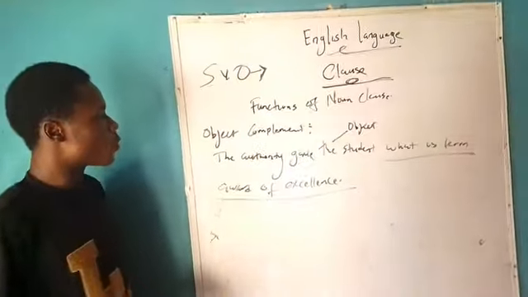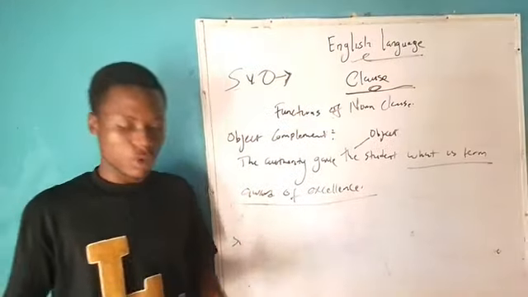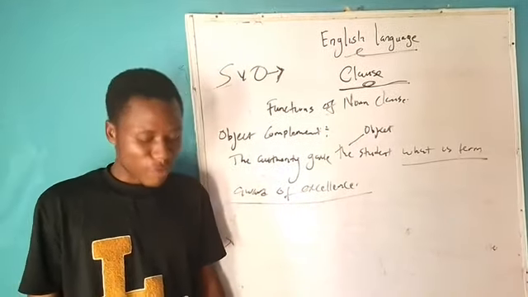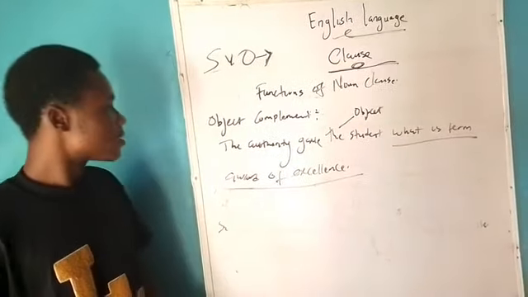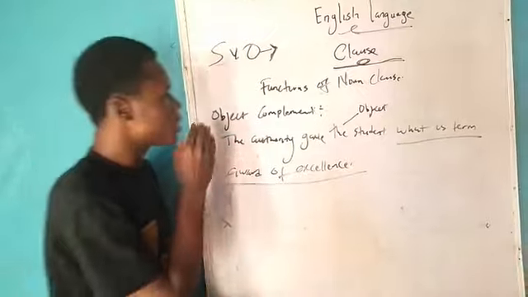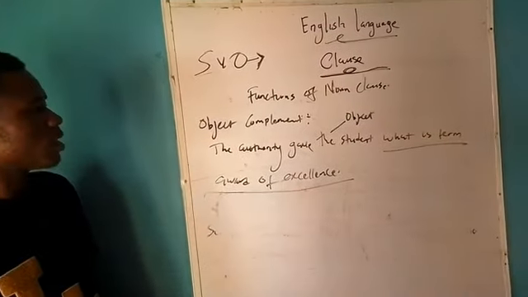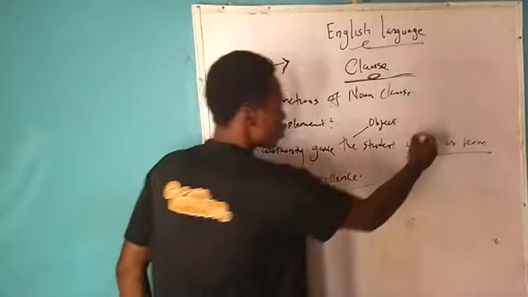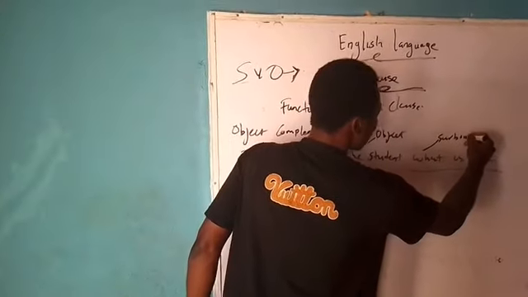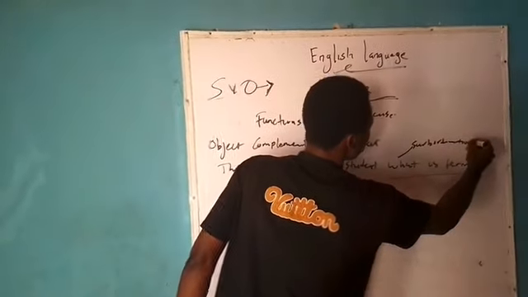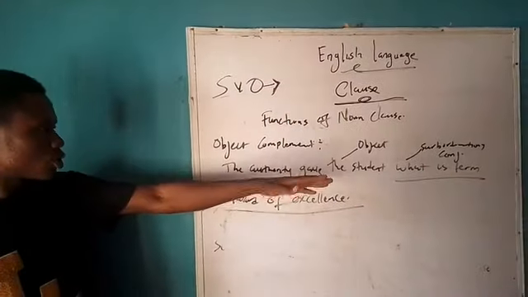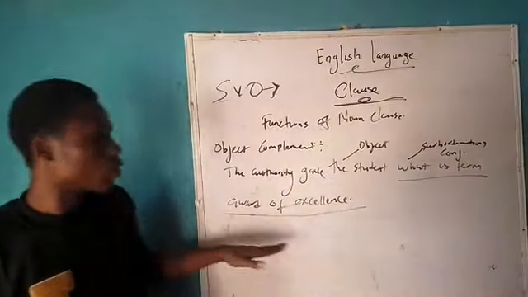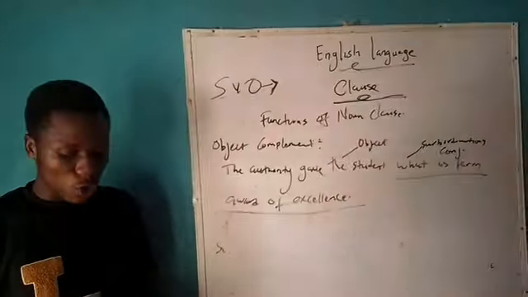Thereby performing the function of object complement. That's it. The authority gave the students what is termed award of excellence. And notice what is also a subordinating conjunction, making what is termed award of excellence a noun clause.